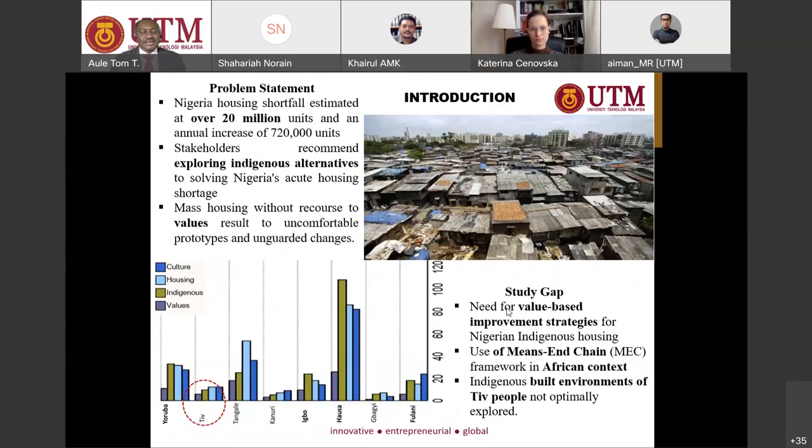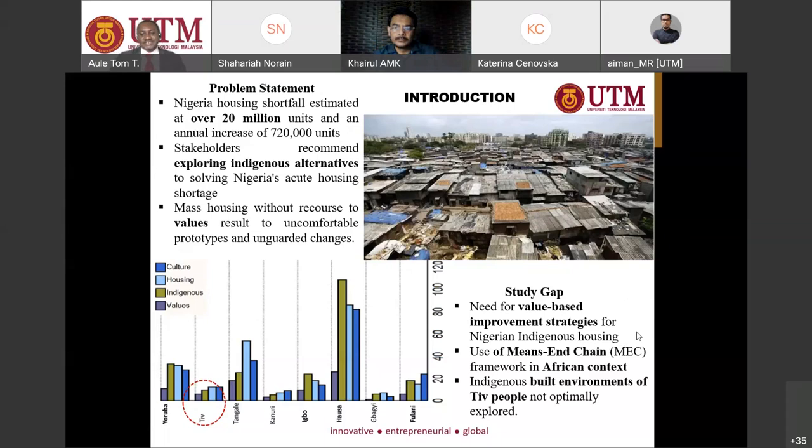The problem is that Nigeria has a massive housing shortage, which researchers have put at over 20 million units, and it keeps growing every year by 720,000 units. So stakeholders and researchers recommend exploring indigenous alternatives to solve the massive shortage. The research also found that mass housing without recourse to the values of the people often results in uncomfortable prototypes and unguarded changes. So this study tries to fill the gap of the need for value-based improvement strategies for indigenous housing.